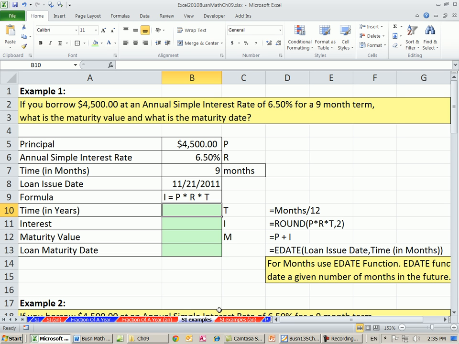We're on the sheet SI examples. We have five examples of simple interest calculation. Here's our first example. If you borrow $4,000 at an annual simple interest rate of 6.5% for a 9-month term, what is the maturity value and what is the maturity date?